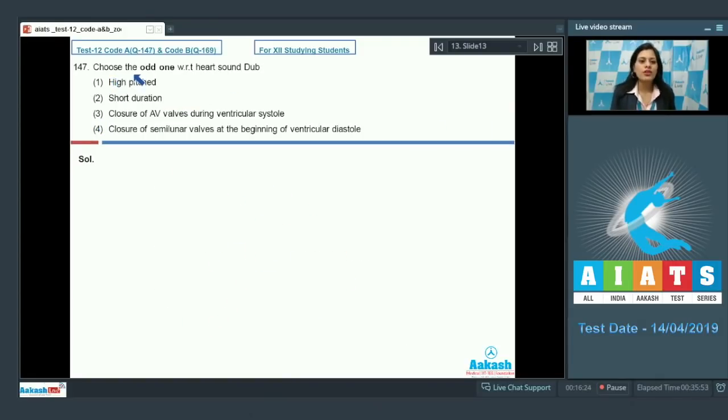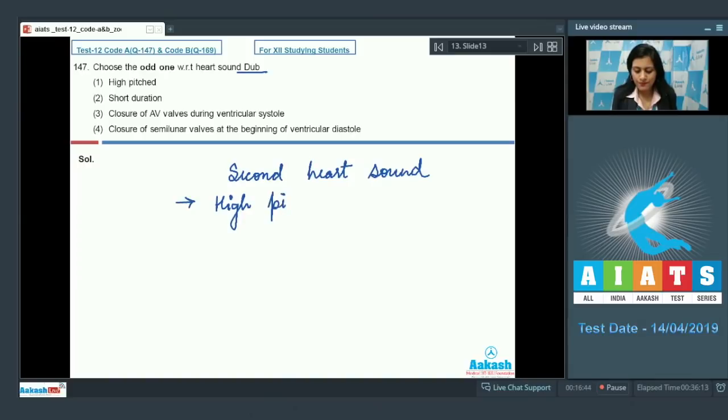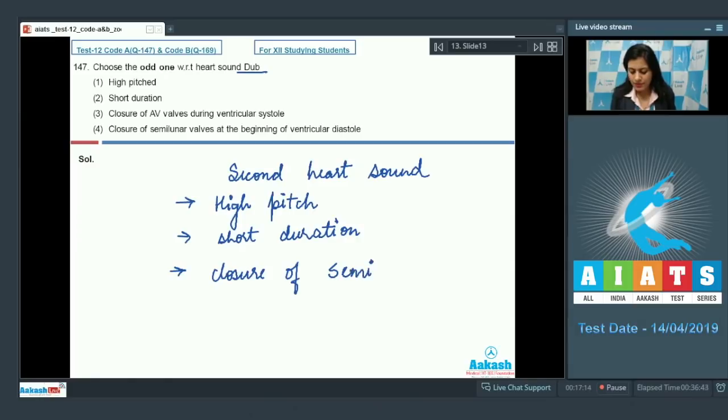Question number 147. Choose the odd one with respect to heart sound dub. Dub is the second heart sound and it is of high pitch, short duration. So it is due to the closure of semilunar valves.